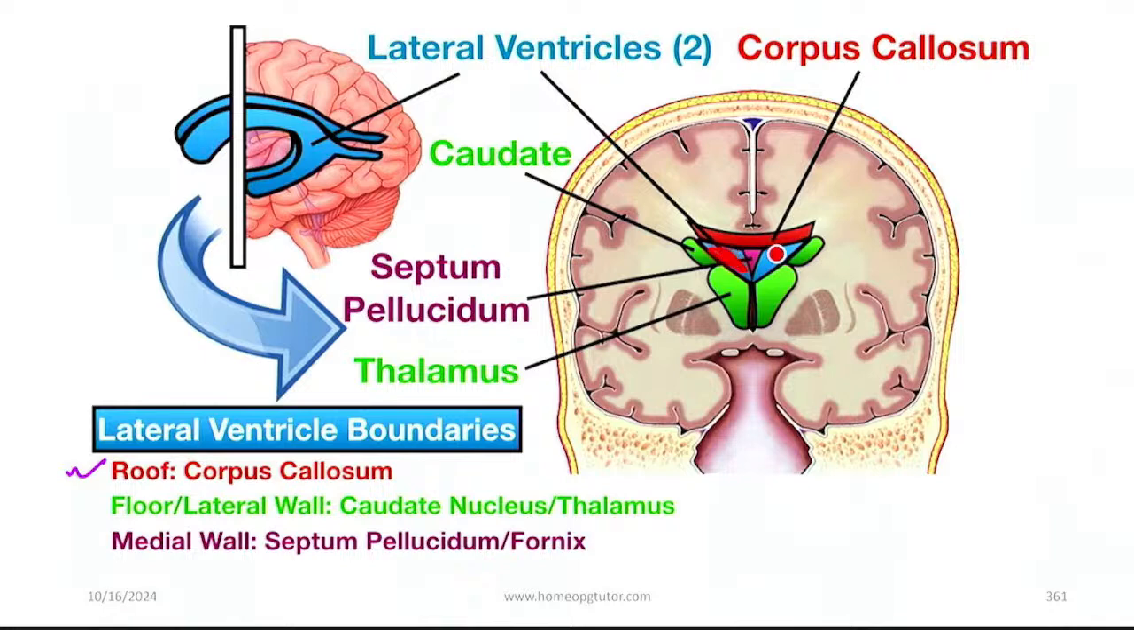This portion is the lateral ventricles. Above that we have the corpus callosum which is connecting the left to right hemisphere, right? And then the floor or lateral wall is by the caudate nucleus or the thalamus, and the medial wall is by the septum pellucidum. Septum pellucidum is the medial wall. That was about the lateral ventricles.